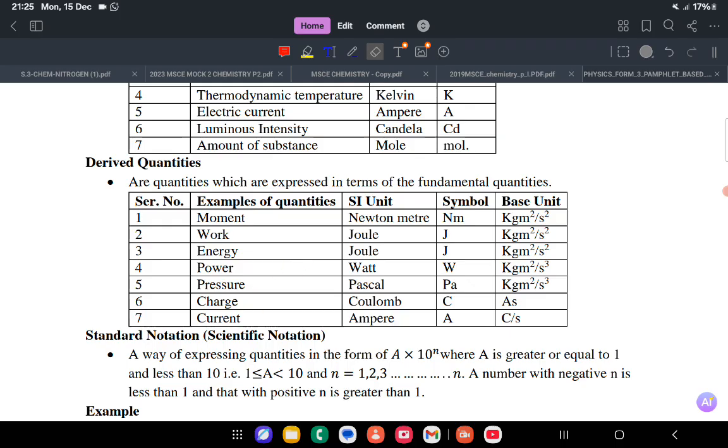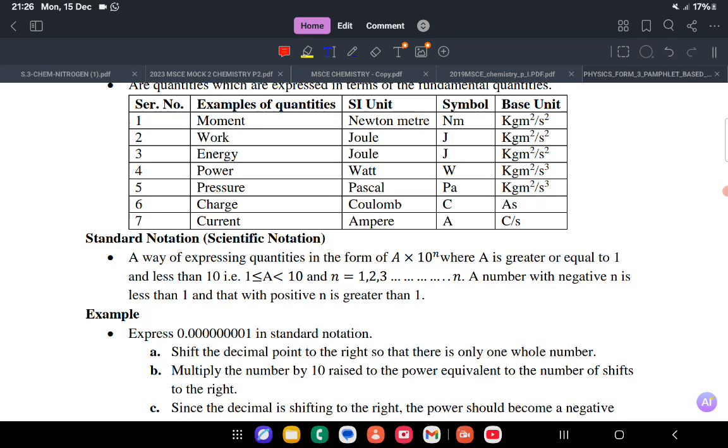Another one is charge, Q. Charge is simply current multiplied by time. Current is in amperes, time is in seconds. That means one coulomb of charge is simply 1 ampere second. All right, don't worry about all this. Just know the examples of the derived quantities, these ones, and how they are defined. Look up different physics books for other examples of physical quantities.